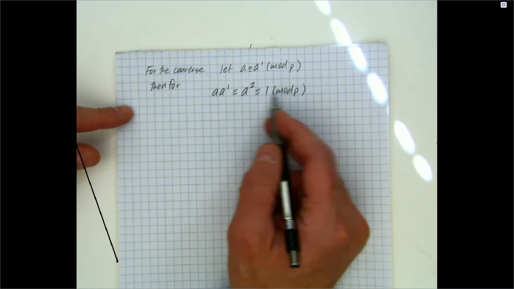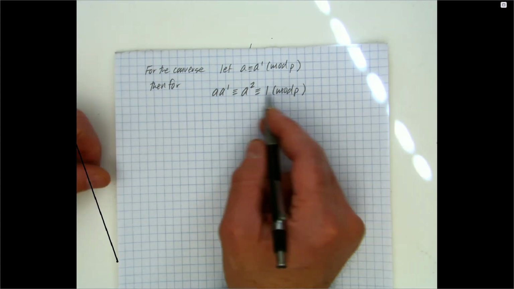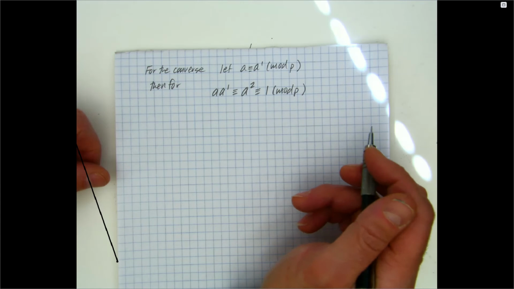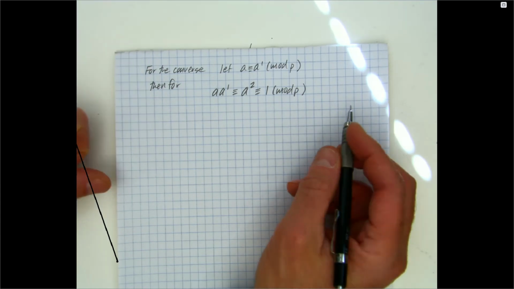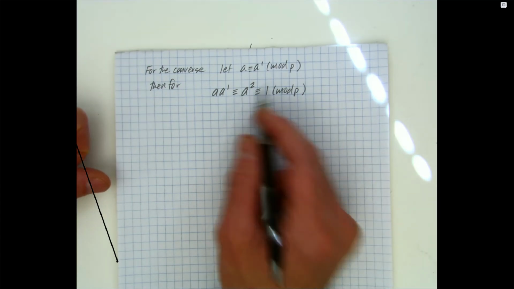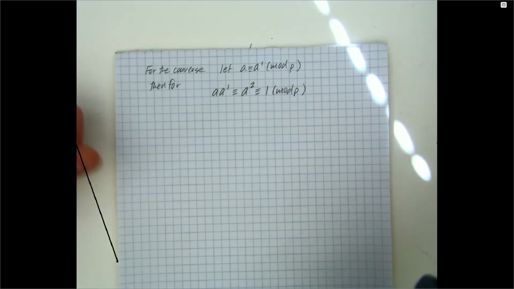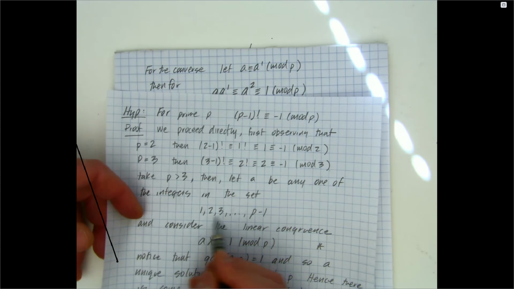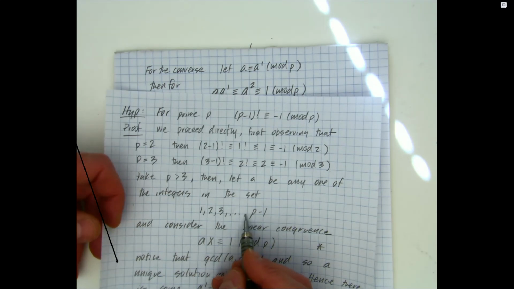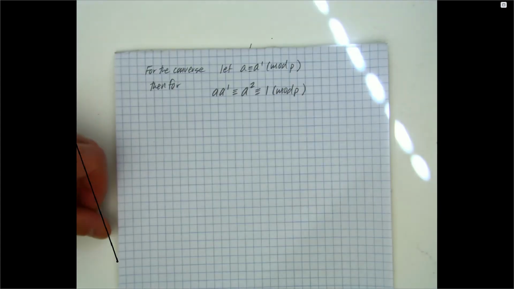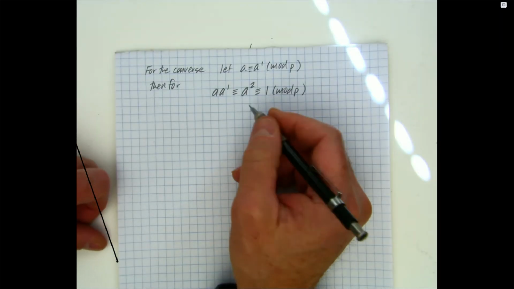And what we want in that case is for that to be equal to 1, and what we want to show is that the only way that can happen is if that number is 1 or that number is P minus 1. In other words, there are no other numbers in this list between 2 and P minus 2 that square to make 1. So let's find out if that's true.